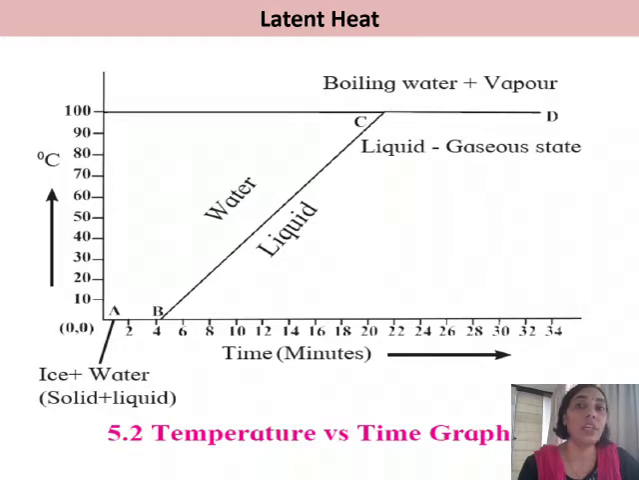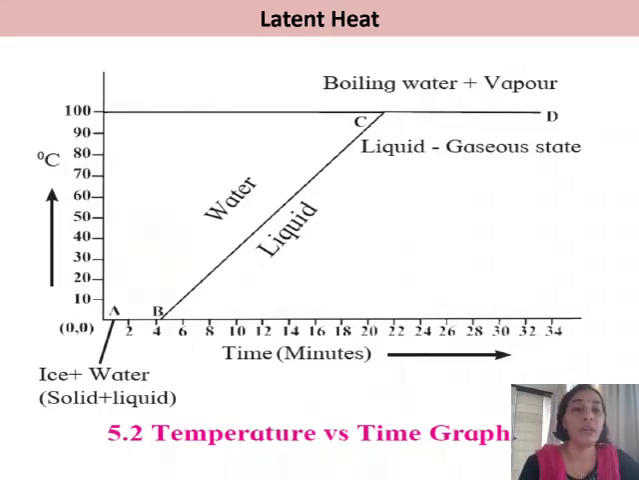Again, after reaching 100, we find that the temperature becomes constant until all the water has converted into steam. 100 degrees is the boiling point of water. Water has now started converting into steam. So the temperature becomes constant at 100 until all the water has been converted into steam. This is what we observe when we perform the experiment.